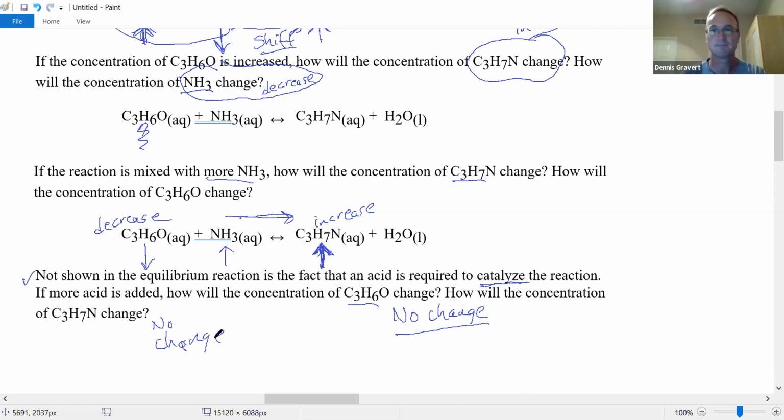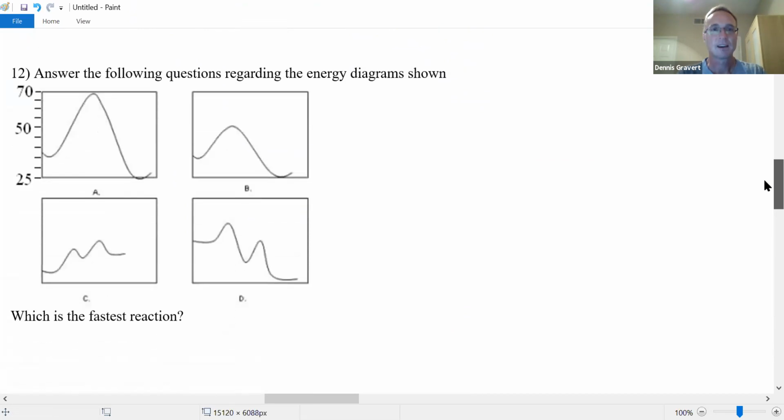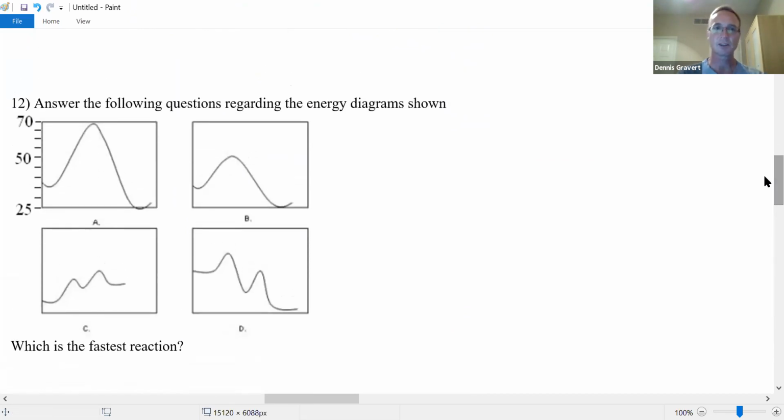All right, little change here. Answer the following questions regarding the energy diagrams. Which one's the fastest? Okay, so this requires that you understand what the energy diagram is. It's an energy diagram, so we have some form of energy here. It might be delta G or it might be delta H. Those are the two forms of energy we've discussed in this unit.